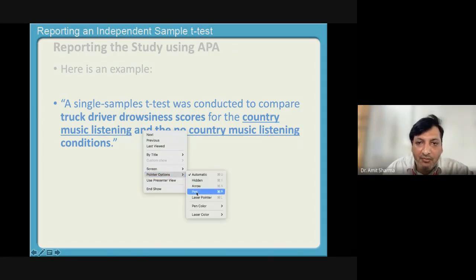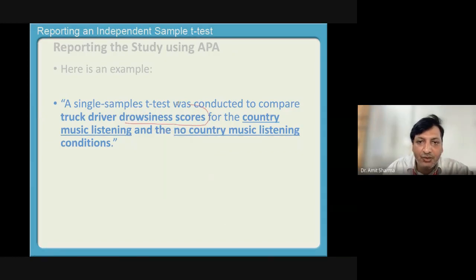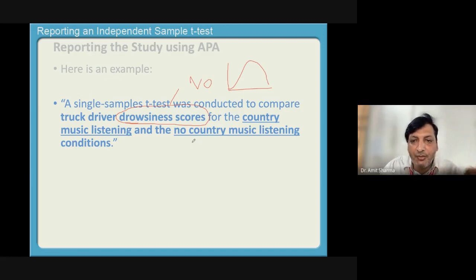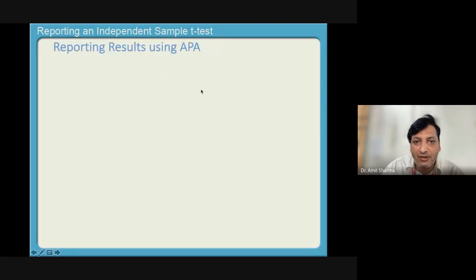So the dependent variable will become the drowsiness score, which is given in the form of a number, and it is normally distributed. And you have two different categories for the drivers: those who are listening to music and those who are not listening to music, like in gender we have male and female, because for the independent t-test we require two categories, and data should be normally distributed for the drowsiness score. So like this you have to fill level 1, level 2.